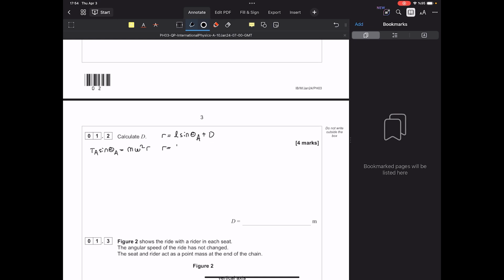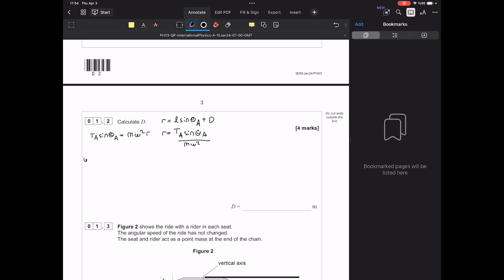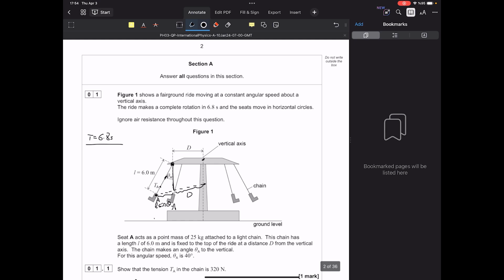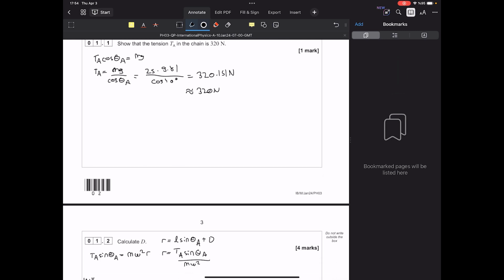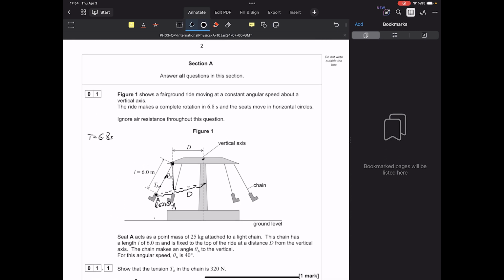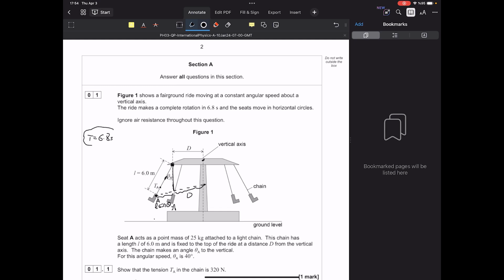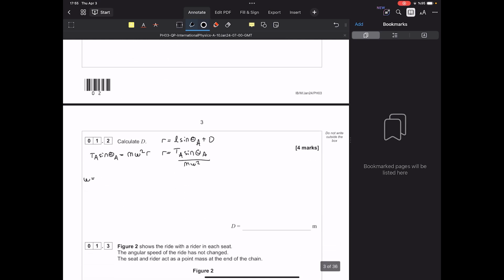So R is going to be T A sine theta A over m omega squared. To find omega, we know the period. So omega is how many radians the object travels in 1 second. It travels 2 pi radians, which is a complete rotation, in 6.8 seconds. So omega is 2 pi divided by the period, which is 2 pi over 6.8, which is 0.923998 radians per second.